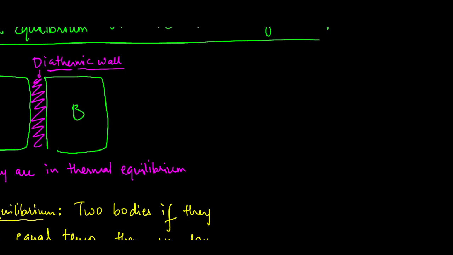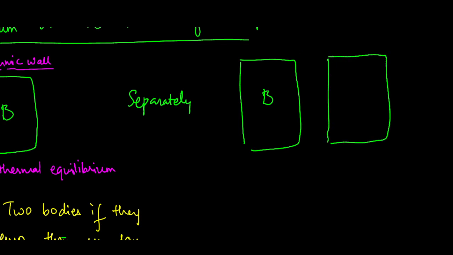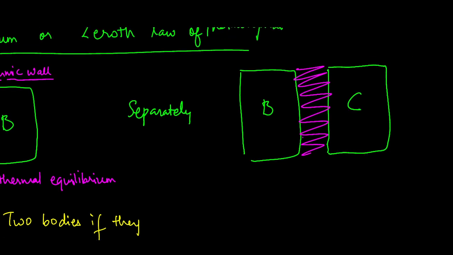Now separately, that means in a different scenario or in a different situation, this same body B, if you pick it up from there and put it here, and you put it with another body C, and once again they are separated by a diathermic wall, and still ultimately you see that B and C are also in thermal equilibrium.